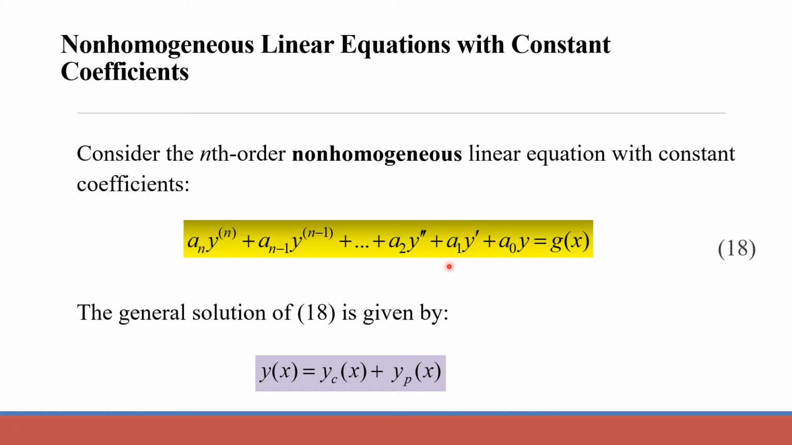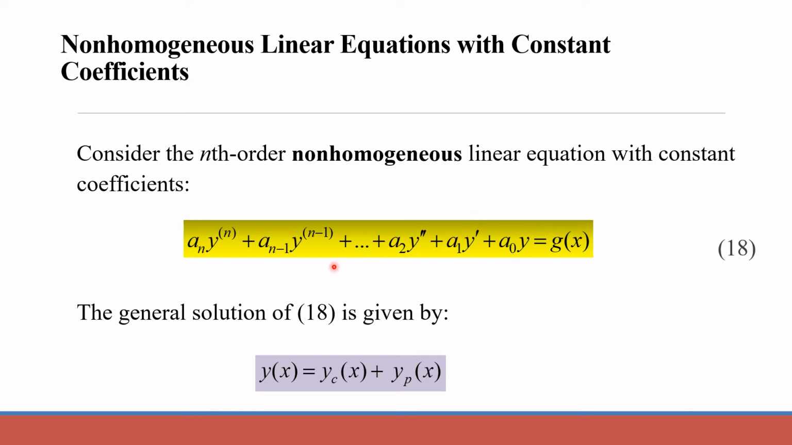Let us begin by looking back at equation number 18, which is displayed in the first part of chapter 4.4. This equation is of nth order, it is linear in y and the coefficients are all constants, and the g(x) is not equal to 0. Since g(x) is not equal to 0, this equation is identified as a non-homogeneous equation.